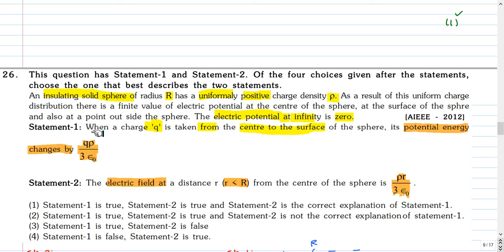Statement 1. When a charge q is taken from center to the surface of the sphere, its potential energy changes by. Statement 2. The electric field at a distance r, where r is less than capital R, from the center of the sphere is rho r by 3 epsilon naught. 4 options are given. You have to check whether the statements are true or false and whether they are related. You can pause and attempt this question.